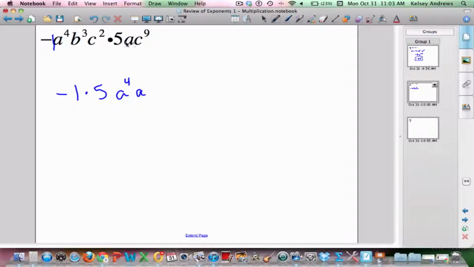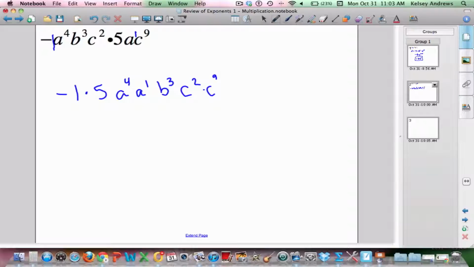Ms. Conley, what does this mean when there's no power here? Oh, there's no power, so that's a to the first. Okay, so we should fill that first power in. B to the third power, that's coming here from our first term. There's no b's in the second term, so then c to the second times c to the ninth.